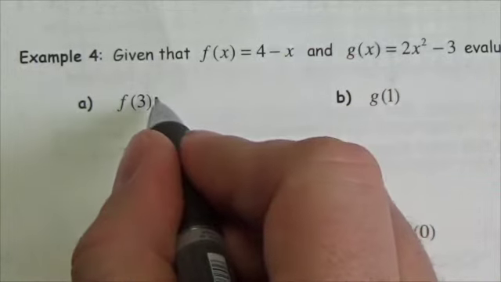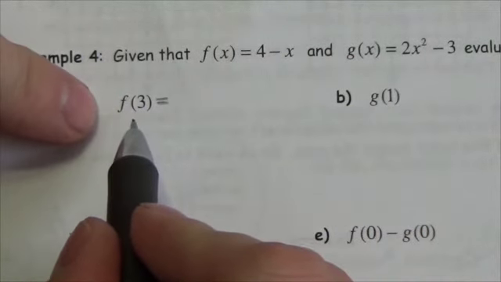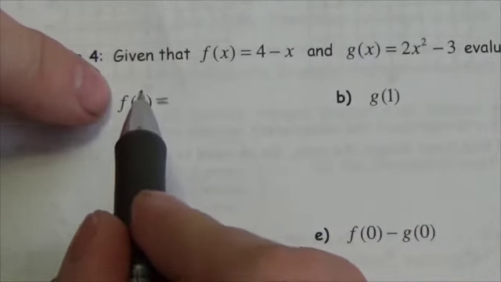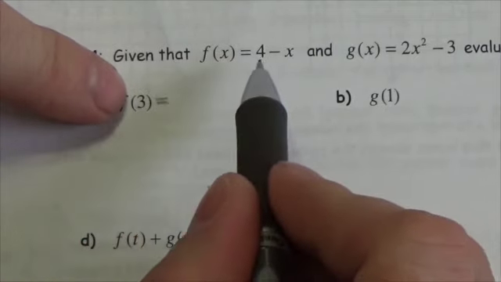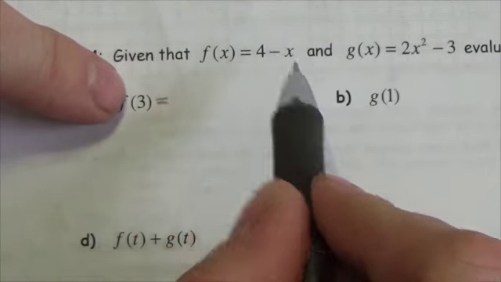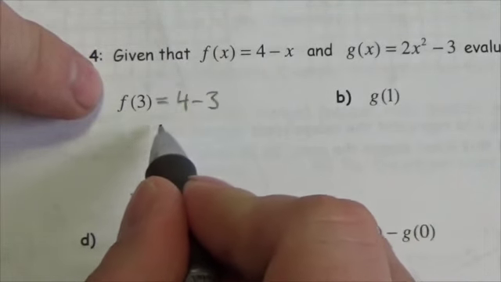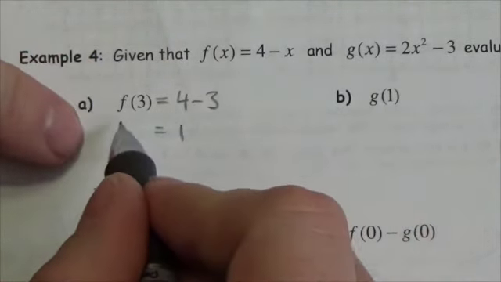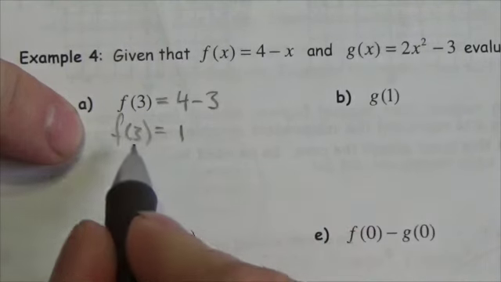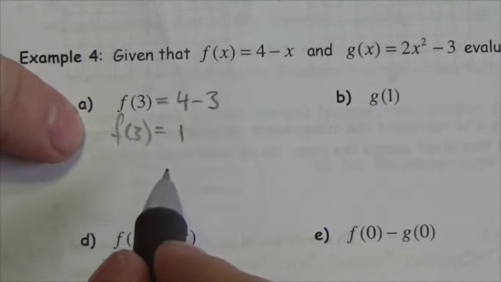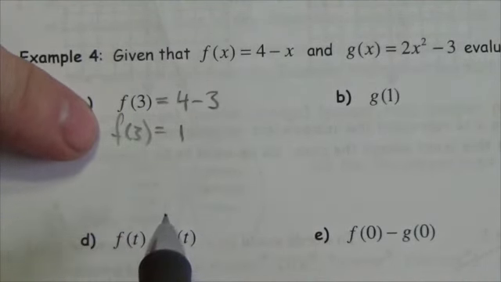So in this case right here, notice what this is. What is f of 3 then? Well, 3 becomes the independent variable. So the rule is 4 minus the independent variable. So this becomes 4 minus 3, and the answer is 1. F of 3 is 1. And so that implies that the point 3 comma 1 is on that graph.